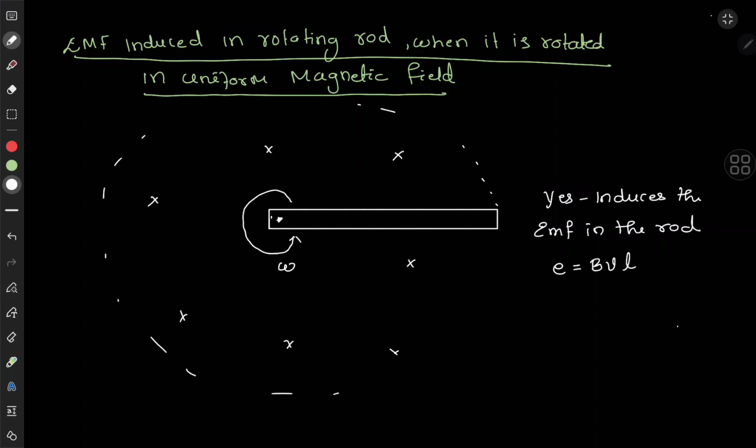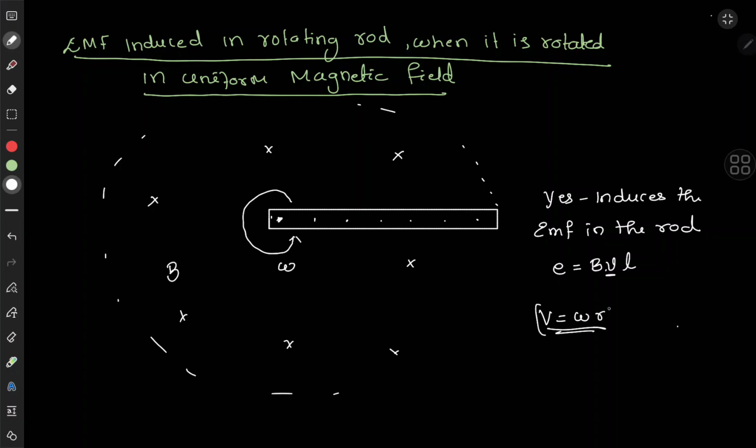Because the EMF formula is BVL, where B is the magnetic field, which, if you imagine, is acting in the inward direction, and V is the velocity of the rod. If it is rotating with an angular velocity omega, every point on the rod will have different linear velocities. Why? Because we know that V is equal to omega into R.